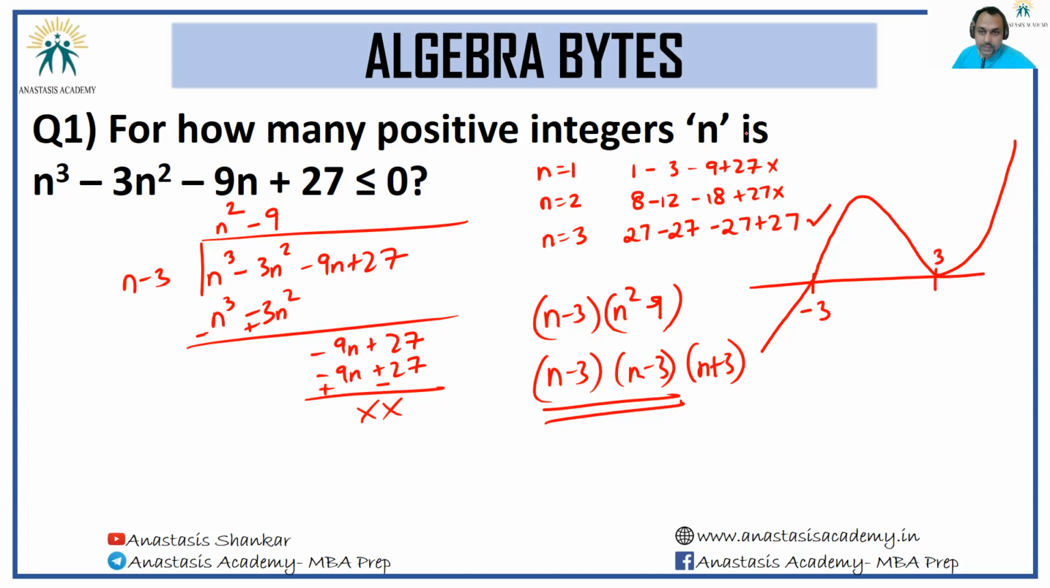So for how many positive integers n is this expression less than or equal to 0? Only at n equal to 3. Only at n equal to 3, and therefore the answer to the question is 1.